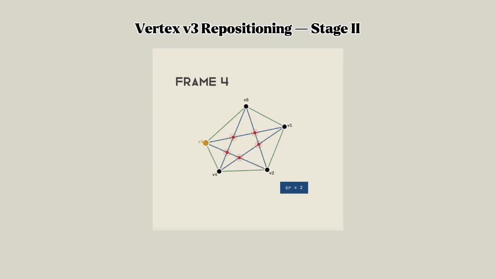Vertex V3, highlighted in orange, is now repositioned to a location that optimizes its distance from the remaining crossing edges. The strategy is to place V3 in such a way that its edges no longer intersect with other edges, except for one unavoidable pair. As a result, the number of crossings is reduced from 3 to 2.